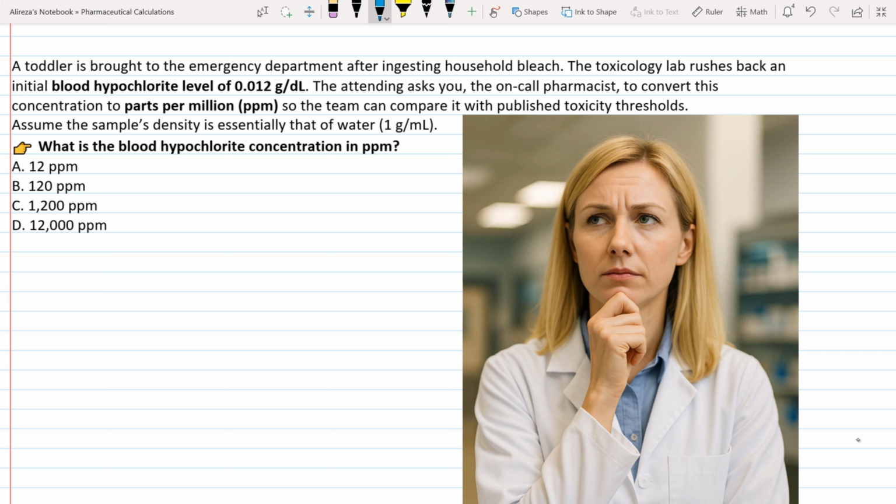Assume the sample's density is essentially that of water, which is 1 gram per milliliter. The question is, what is the blood hypochlorite concentration in parts per million? A, 12 parts per million, B, 120 parts per million, C, 1,200 parts per million, or D, 12,000 parts per million. Please pause this video and see if you can do this problem.